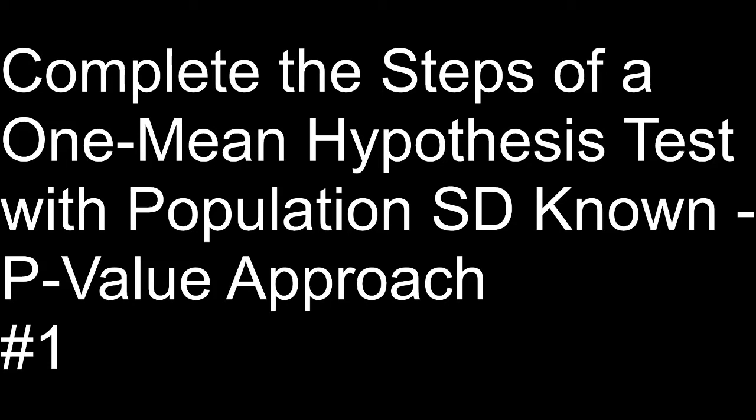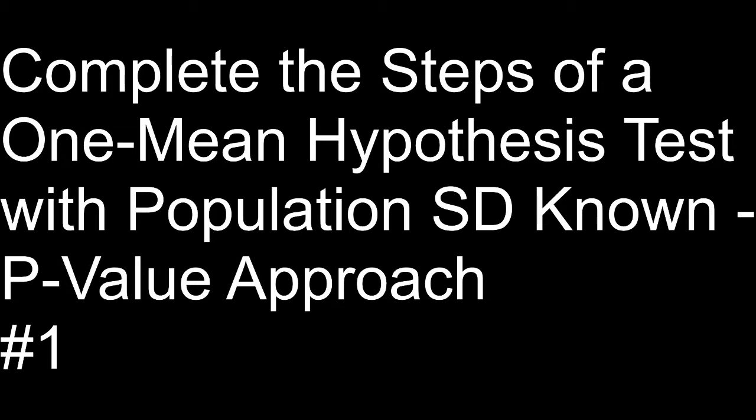This video is on the objective: complete the steps of a one mean hypothesis test with population standard deviation known. Alright, so sigma's known, meaning our test statistic will be a z-score, or we'll be looking at the standard normal distribution. But this is with the p-value approach.